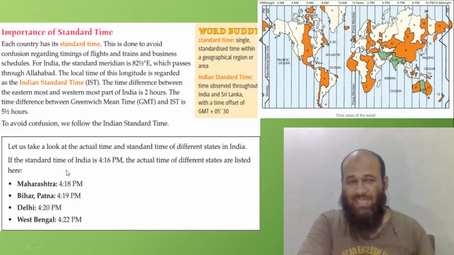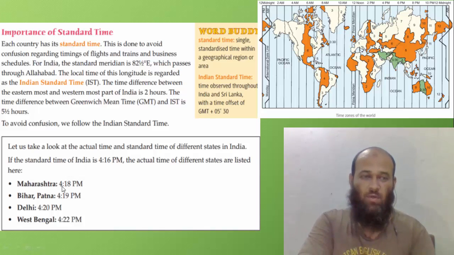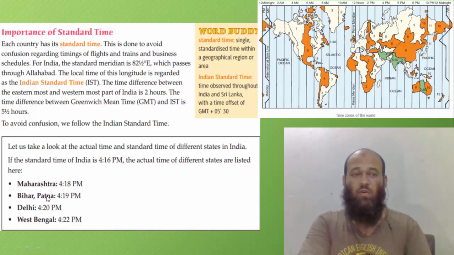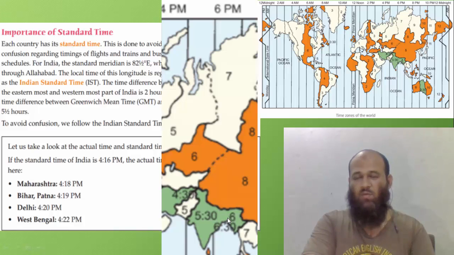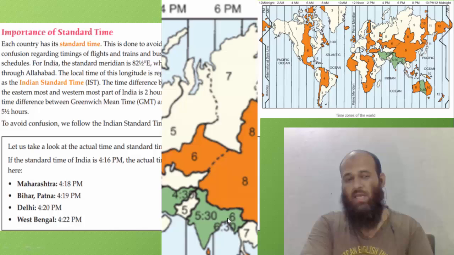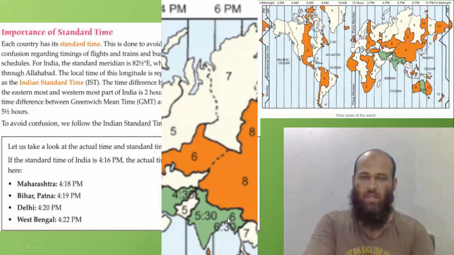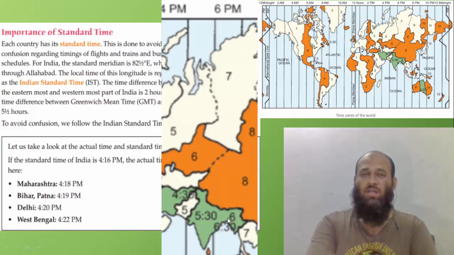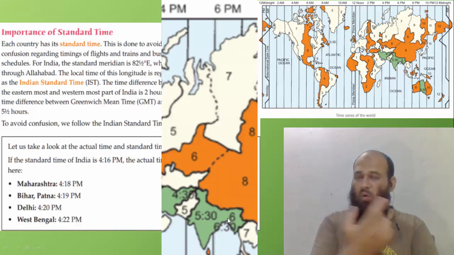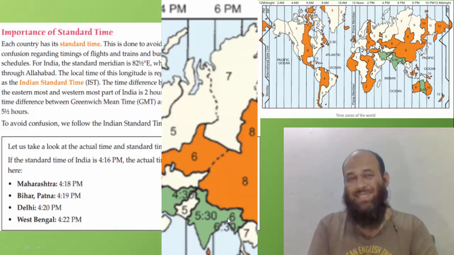Look at the exact times, but actual times may vary. For example, if you are in Maharashtra, it will be 4:18 p.m. But in Bihar, Patna, it would be 4:19 p.m. and Delhi 4:20 p.m. West Bengal, in the farthest point, it would be 4:22 p.m. These are actual time variations within India itself. Just imagine the time difference in the whole earth. In the whole globe, it's a difference of 24 hours, guys.